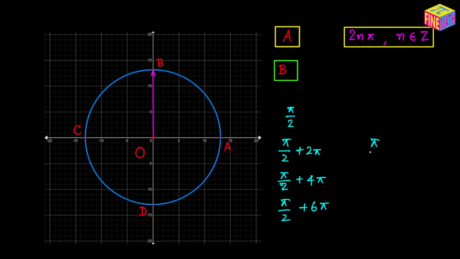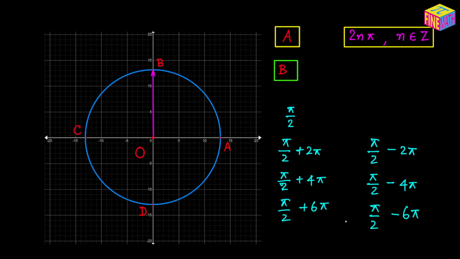It would be pi over 2 minus 2 pi, and if we rotate it one more time in the clockwise direction, it will make an angle of pi over 2 minus 4 pi, and similarly if we rotate it one more time in the clockwise direction, it will make an angle of pi over 2 minus 6 pi. So here again we see a pattern that it's actually making an angle which is pi over 2 plus or minus an even multiple of pi.